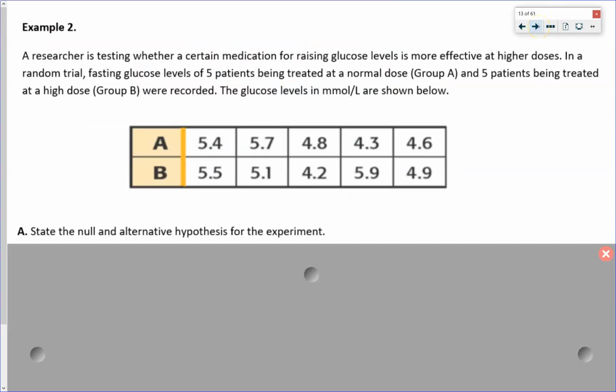Here we go. A researcher is testing whether a certain medication for raising glucose levels is more effective at higher doses. In a random trial, fasting glucose levels of 5 patients being treated at normal dose, which is group A, and then 5 patients being treated at a high dose. Okay, so this is the normal group. This is the high dose group.